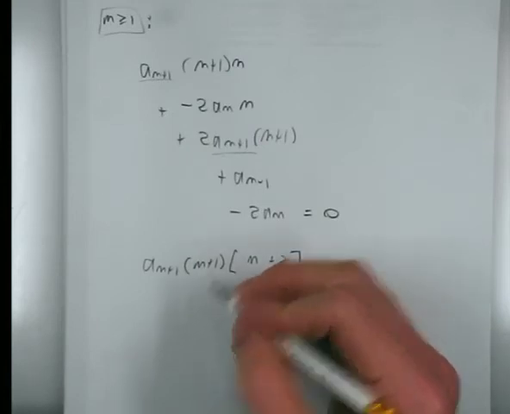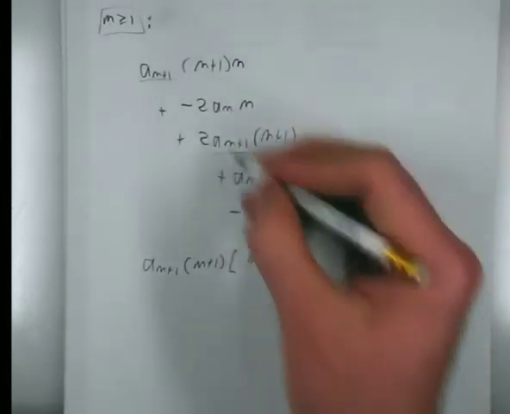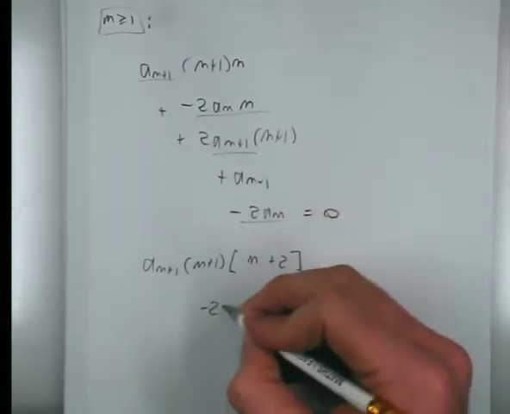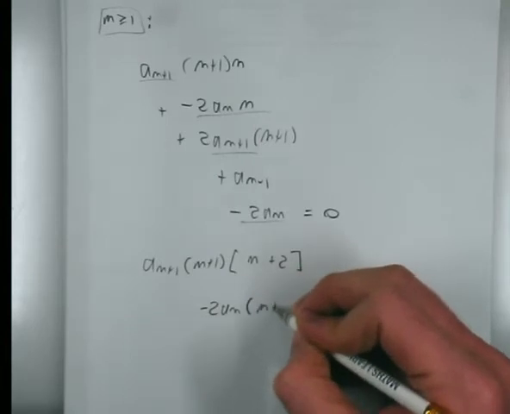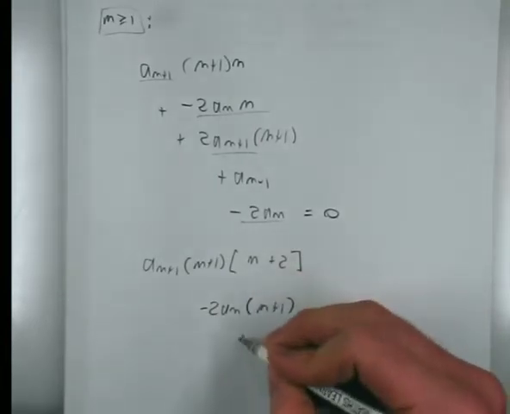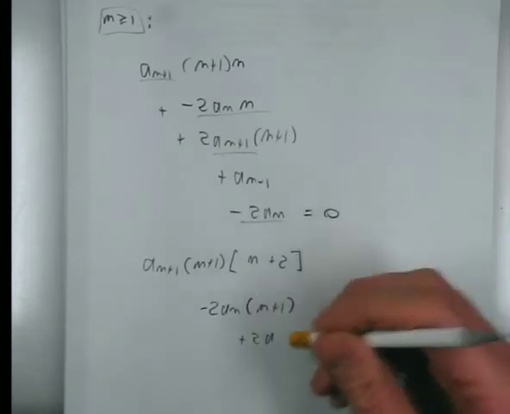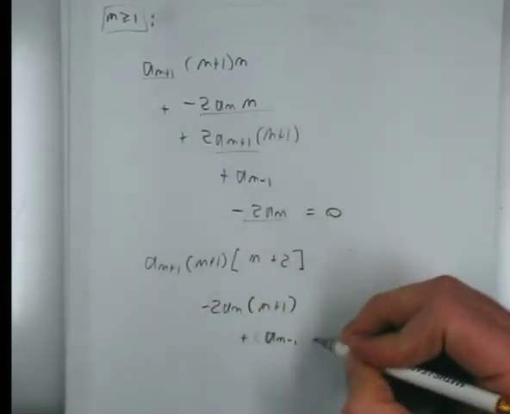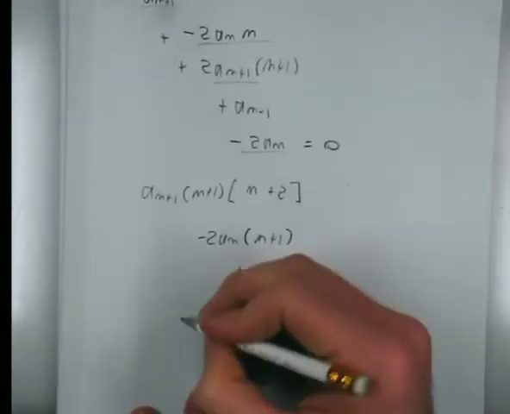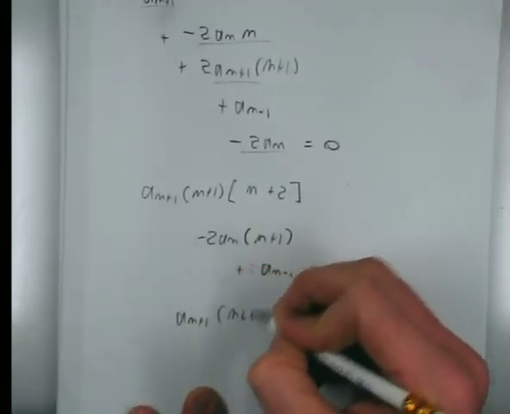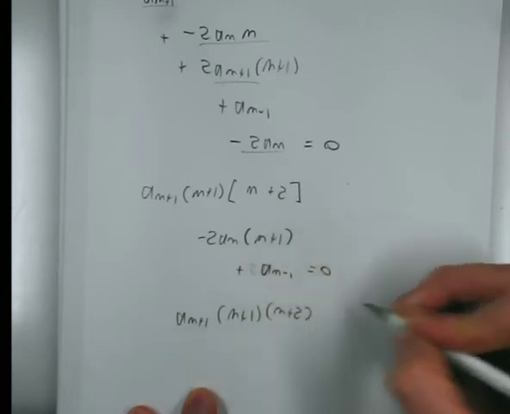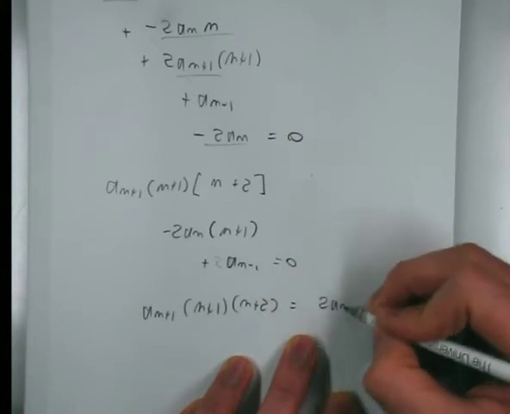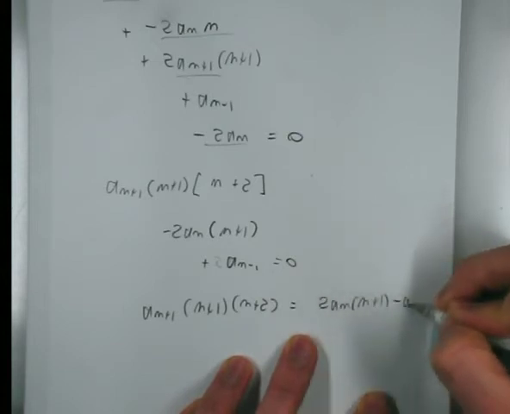And the A_Ms we can combine together. So we've got minus 2A_M, M plus 1. And then we've just got plus A_M minus 1. Cool. So I've got that A_M plus 1, M plus 1, M plus 2 is 2A_M, M plus 1 minus A_M minus 1.